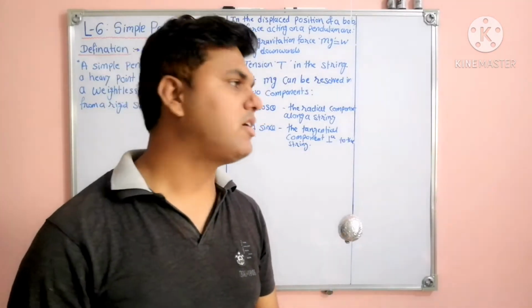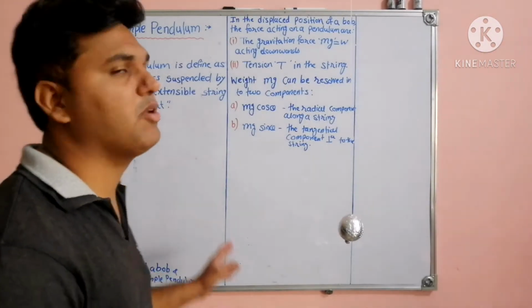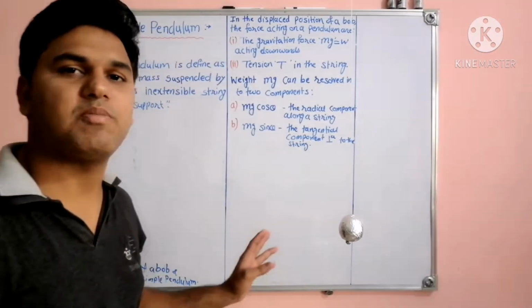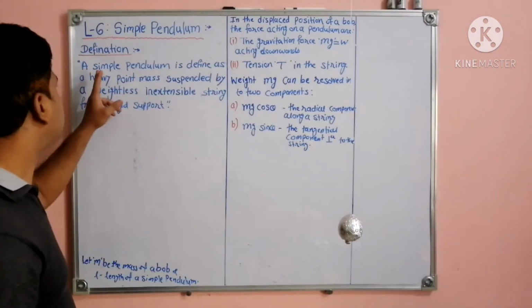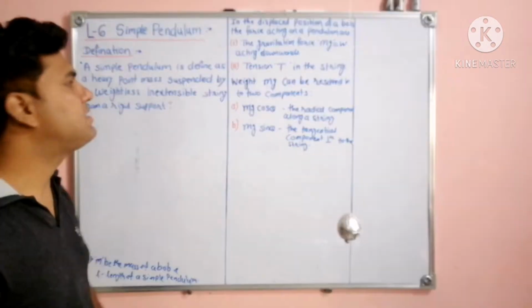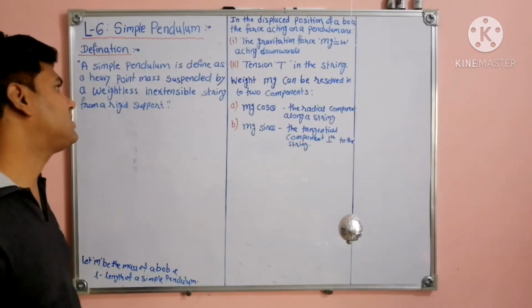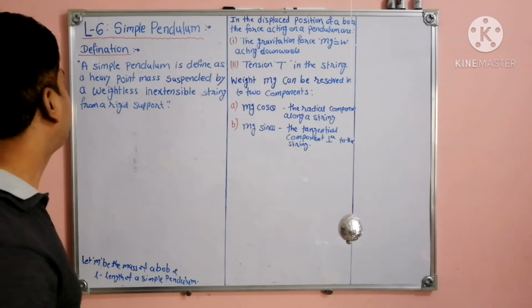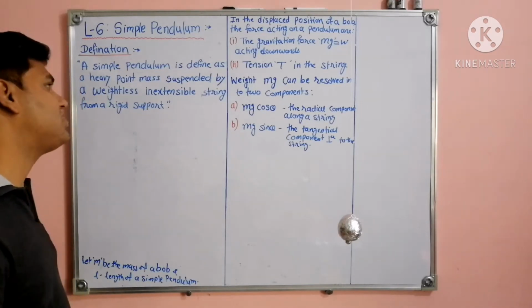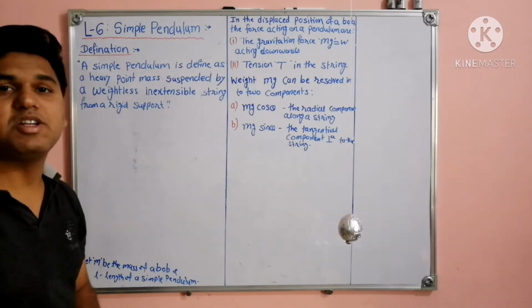So in this lecture, we will discuss the simple pendulum. First we see the definition of the simple pendulum. A simple pendulum is defined as a heavy point mass suspended by a weightless, inextensible string from a rigid support.